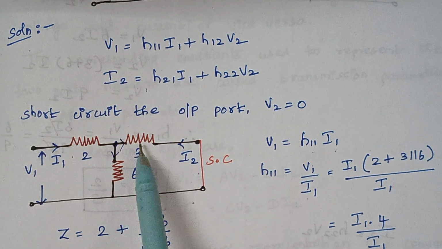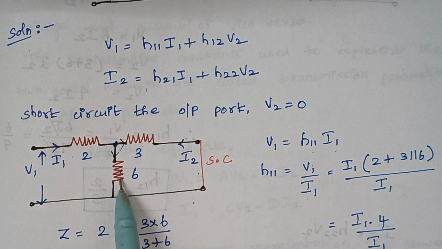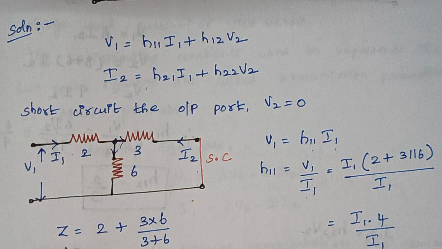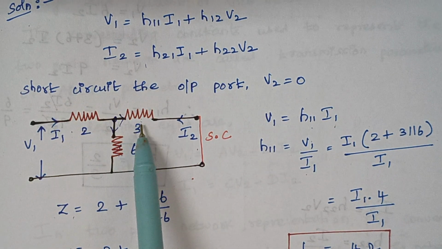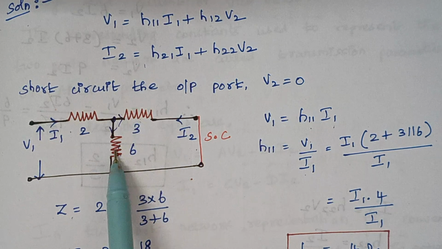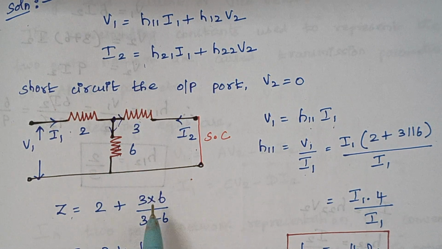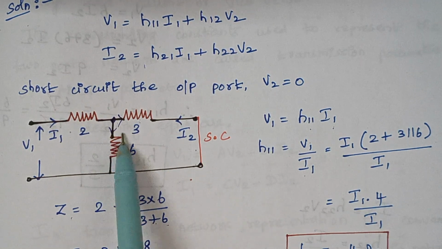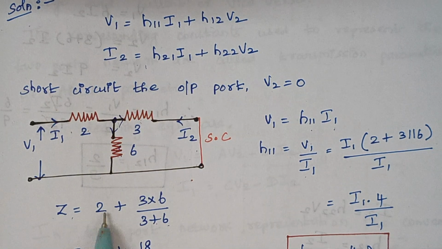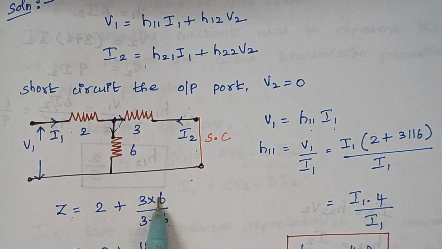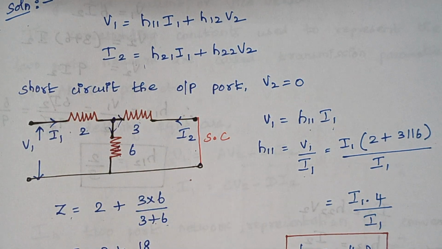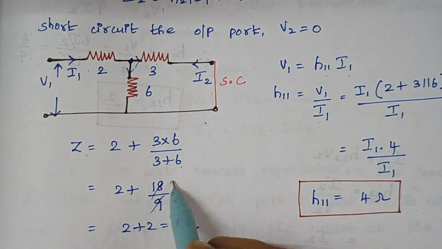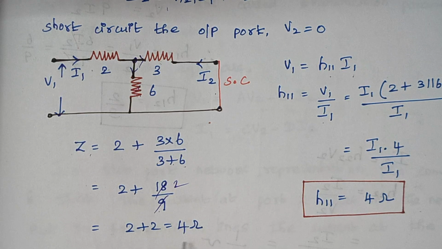That is, these two resistors are connected in parallel and that combination comes in series with this 2 ohm resistor. So here the impedance value is given by, you see these two resistors are parallel. How do we find the equivalent resistance? You have to apply the formula R1 into R2 divided by R1 plus R2, and this combination comes in series with this 2 ohm. So 2 plus 6 into 3 is 18, and 6 plus 3 is 9, they get cancelled, we get 2, and 2 plus 2 is equal to 4 ohm.